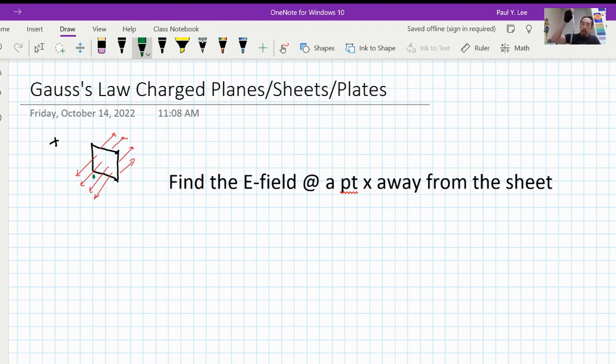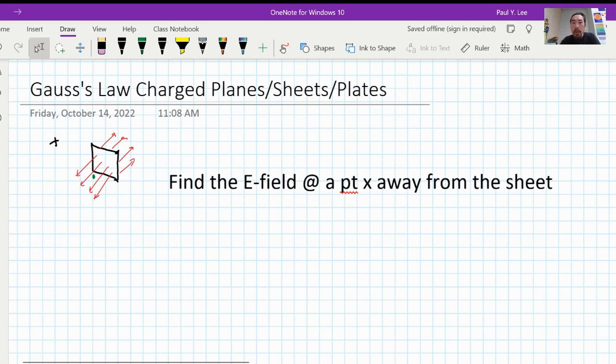If you're following along with your piece of paper, right here, that's our point X away from the sheet. What is the E field there? If you remember from the previous video, with the help of Gauss's law, not only can you determine the amount of charge that is enclosed in your Gaussian surface, you can also determine the E field that is enclosed from the Gaussian surface. They all go hand in hand.